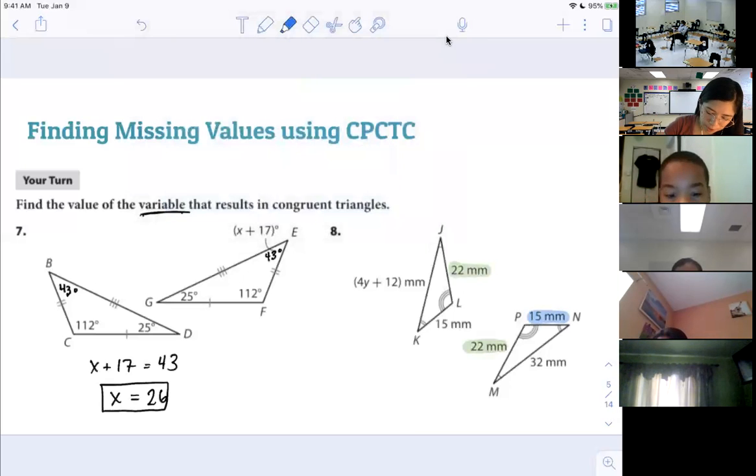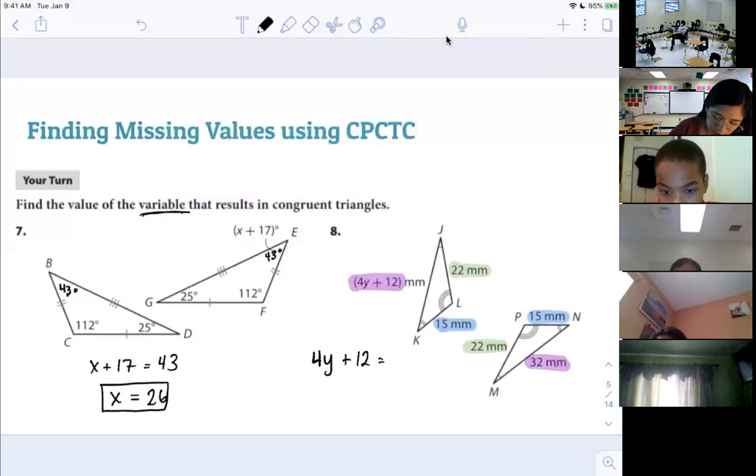This 15 matches with this 15. So you have to be very careful that the side we don't know about has to match up with the 32. If you set up your equation using any of the other numbers, you would have gotten the wrong answer. Your equation should have been 4y plus 12 equals 32.